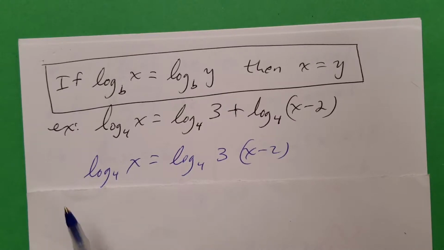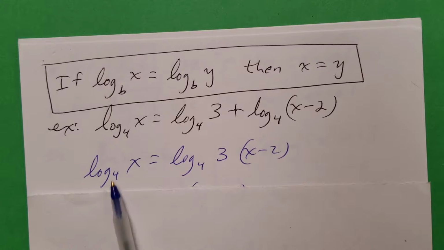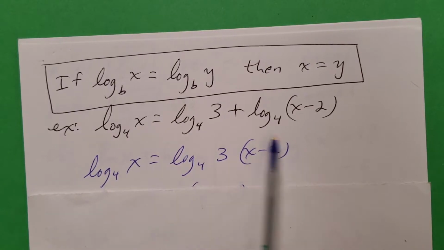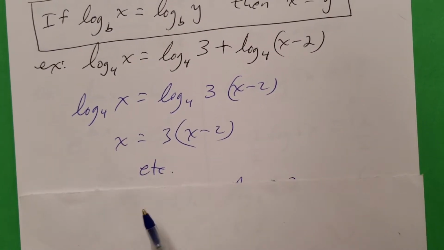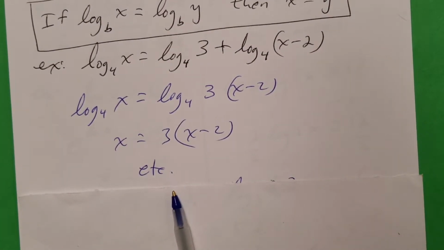So now I look and they're both log 4, so I can ignore the log 4 part and make my equation: x equals this whole thing, etc. I put etc. here because I think now we know how to solve it.